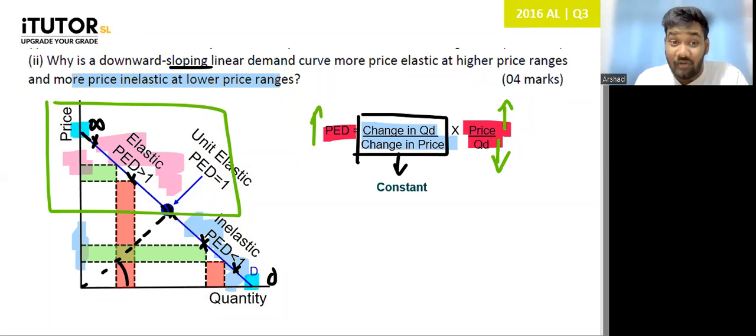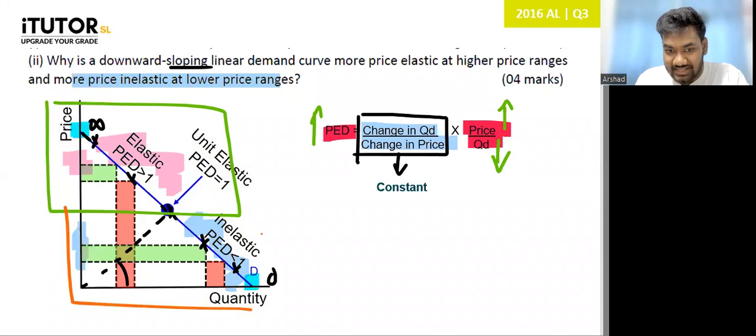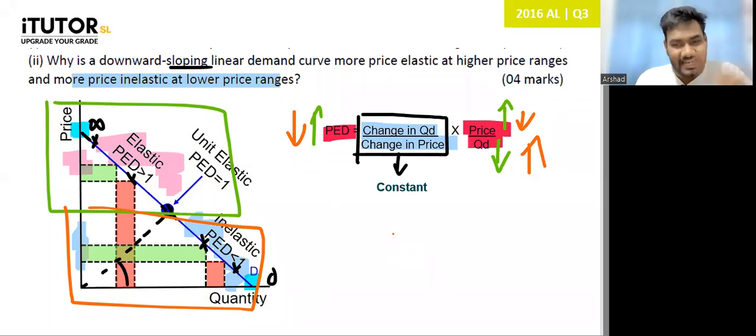Now look at the lower price ranges. I'll highlight this in, let's say, orange. These price ranges, the lower prices. Here, the price is low, okay? In the orange range, price is low, QD is high, right? Numerator is low, denominator is very high. So what does that mean? Your PED will take a lower value. Now that is why it becomes elastic and inelastic.